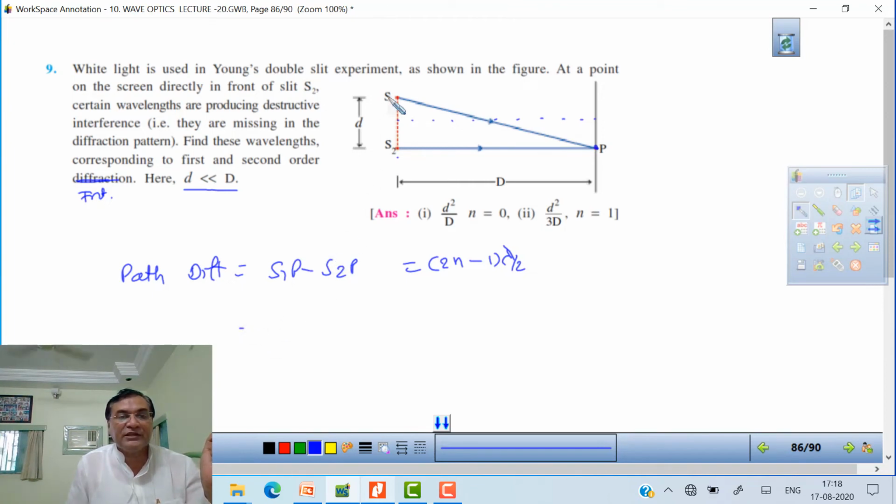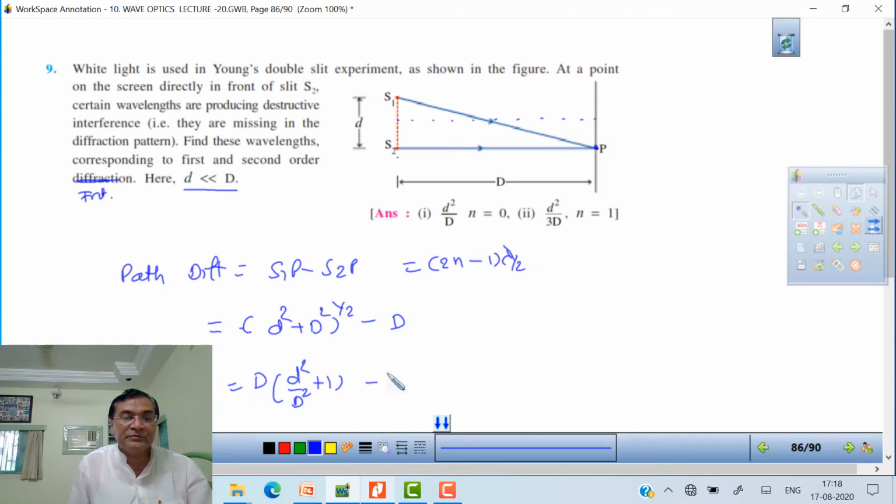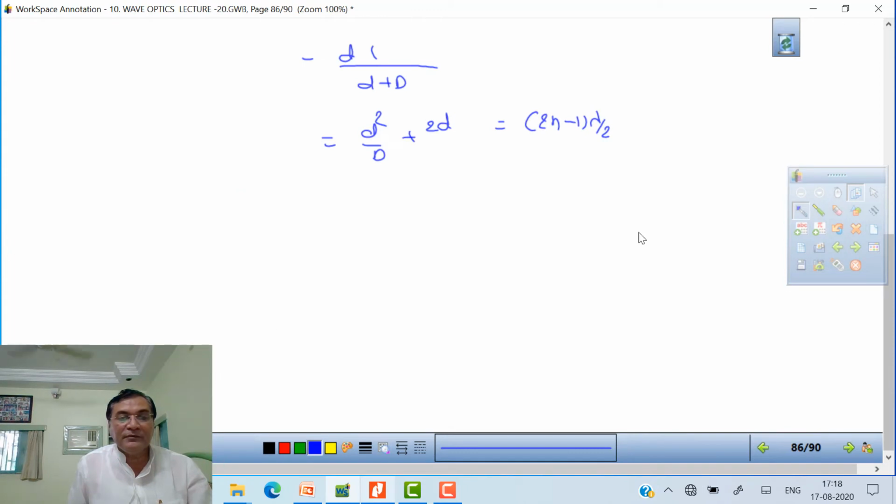What is S1p? So S1p is equal to, you can see this Pythagoras. So I can write S1S2, this is d square plus capital D square, and then root, minus S2p which is capital D. This is the path difference. So this d is very less than capital D, and I have to use binomial expansion. So I write D square upon d square plus 1. I write D square common with root, so it becomes D minus D. So this is using a binomial expansion.